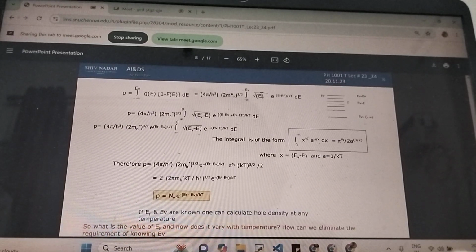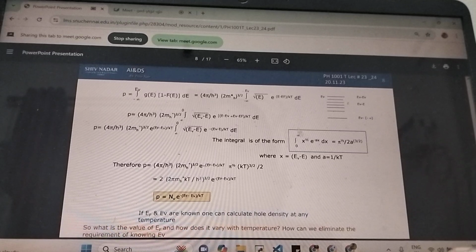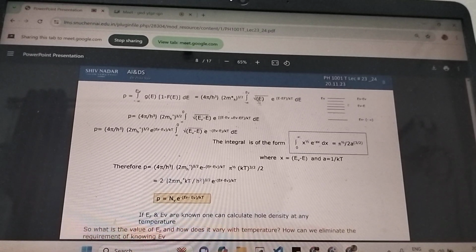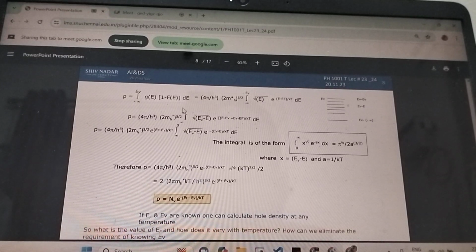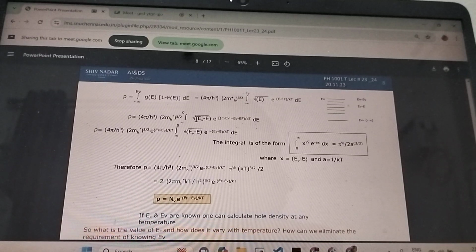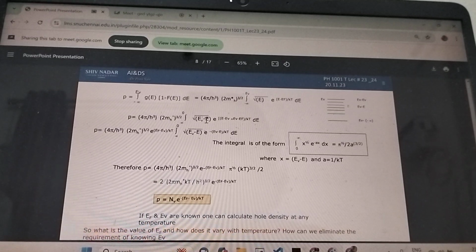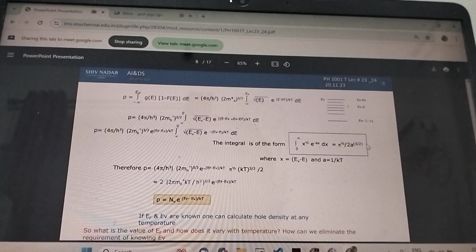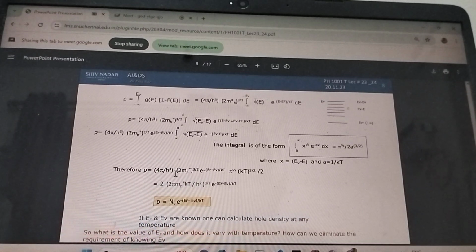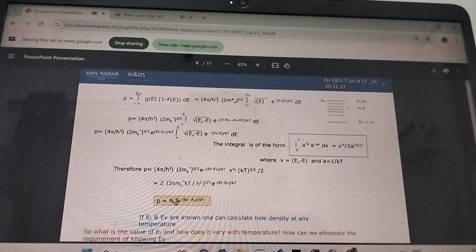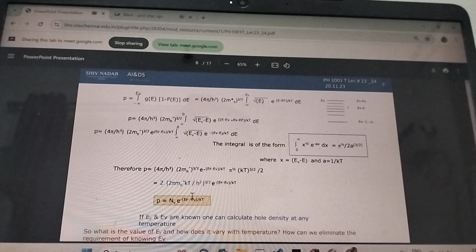We perform the integration, and to bring it to standard form we subtract EV everywhere, and the limits are from minus infinity to 0. We flip them and make it 0 to infinity, and this term, which should have been E minus EV, becomes EV minus E to account for the flip in limits. Then we have the standard form and the solution, so we plug it in, group all the constants together, and call it NV e to the power minus (EF minus EV) upon kT.